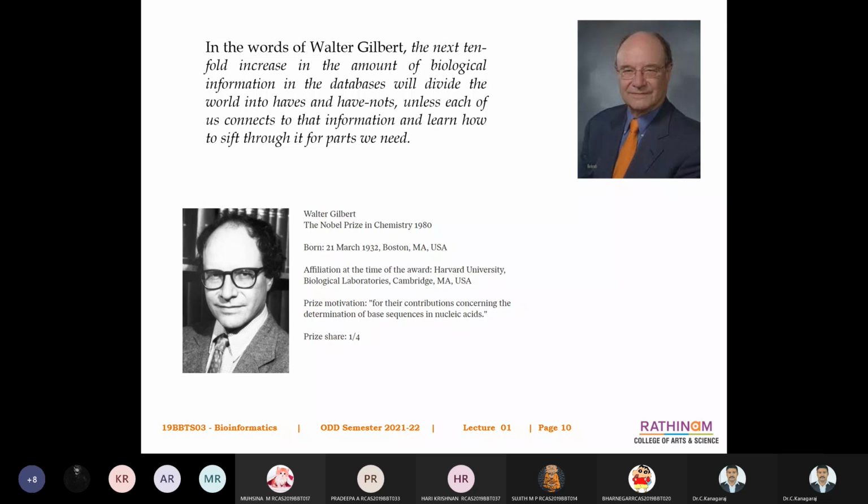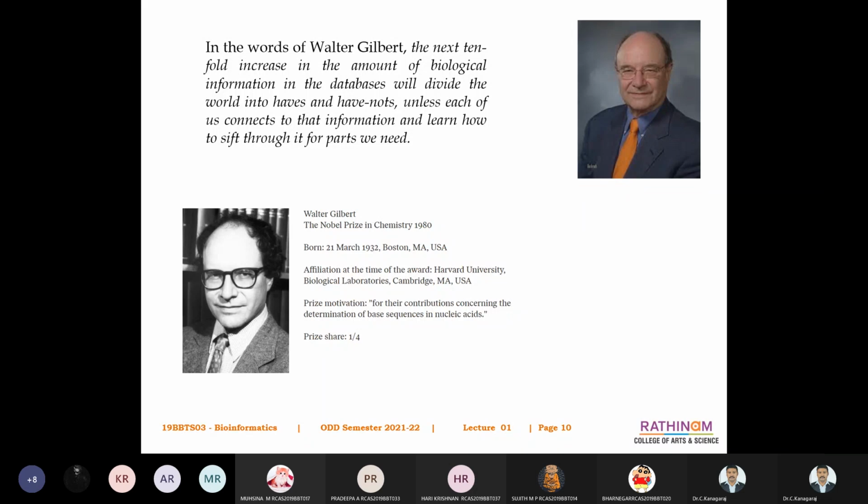So Walter Gilbert worked on base sequences in nucleic acids. This is how they first found out the determination of the base sequence, the ATGC sequence. He was a physics person, interested in theoretical physics. His field converted to molecular biology and genetic engineering. Based on his invention, he received the Nobel Prize in chemistry in 1980.